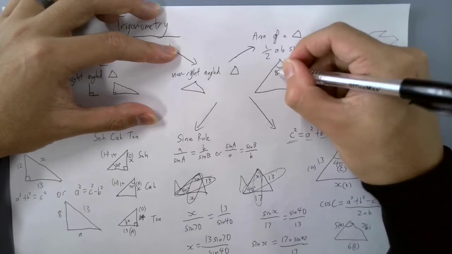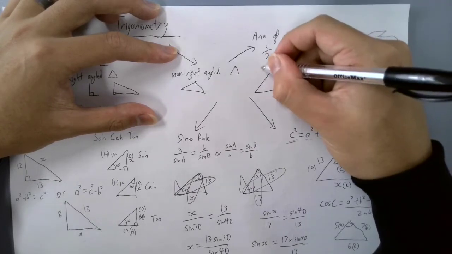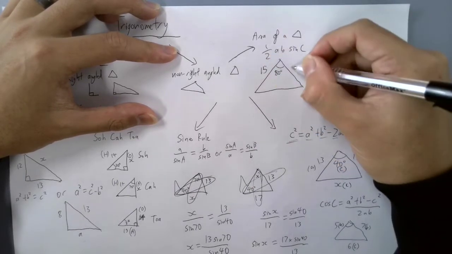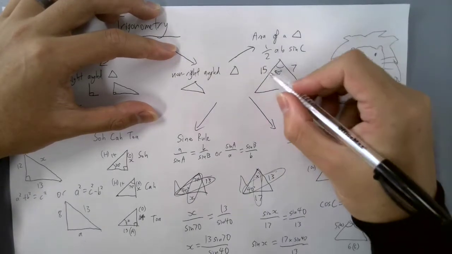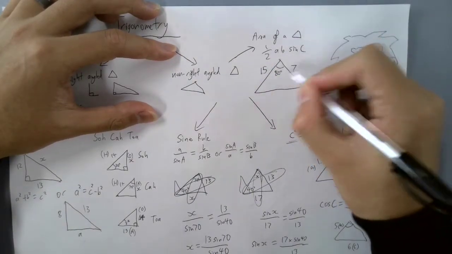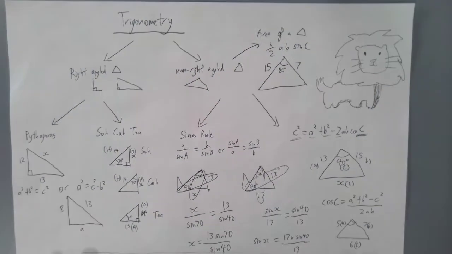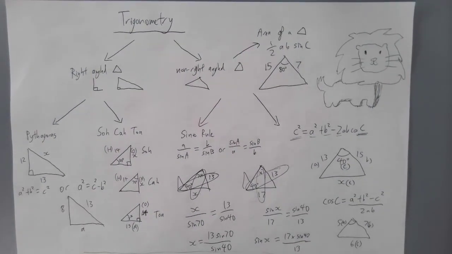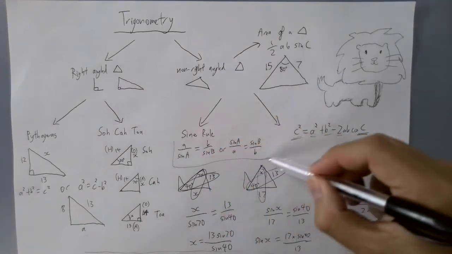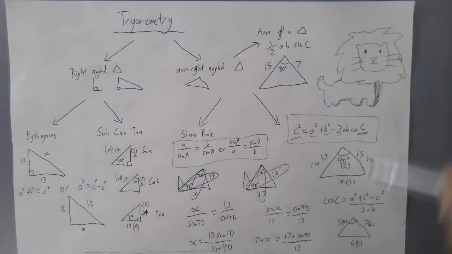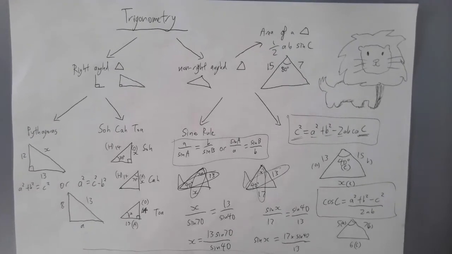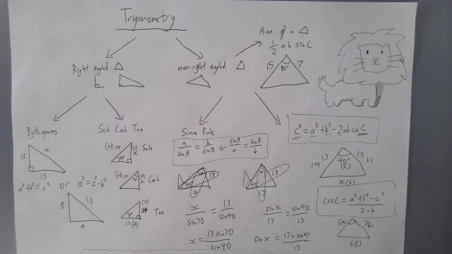Let's just call this 80 degrees. Let's call this 15, and that's 7. And all we just need to do is type half times 15 times 7 times sine 80 to work out the area of a triangle. So these are all the formulas you need for trigonometry. These ones are in your formula sheet. Okay, and if you remember all these, you'll be able to tackle any of your miscellaneous questions.